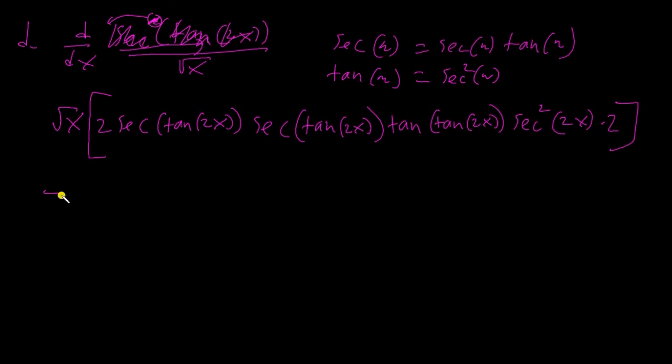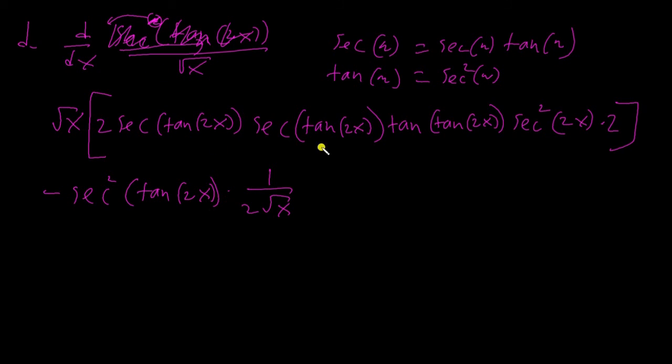And then now we're going to subtract the top, which was secant squared of tangent of 2x, times the derivative of the bottom, so the derivative of square root of x. Now this is just something you're going to want to memorize because it comes up so often. The derivative of square root of x is 1 over 2 times the square root of x.